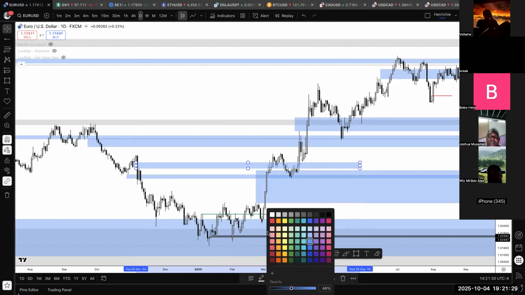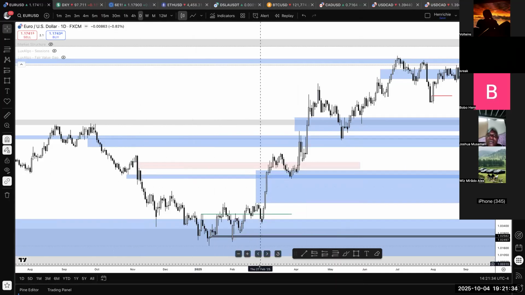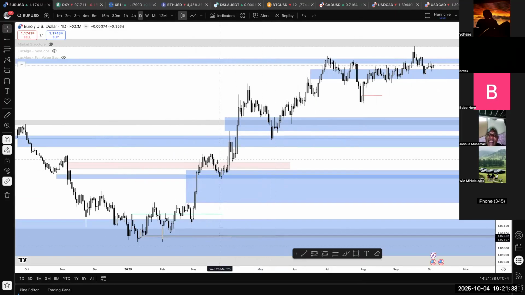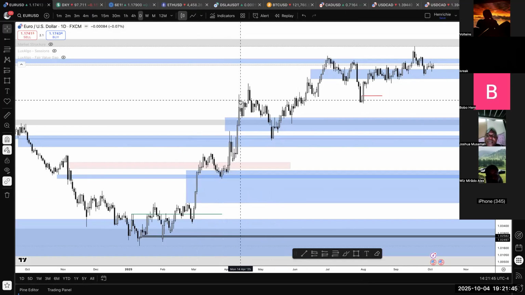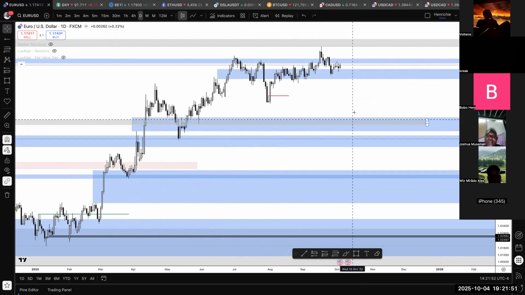I'll make this a different color now. You can use that as take profit. You're buying under here. You're taking profit right there. And after you take profit, price came down into this inefficiency here. Use that as an entry, and then a rally. Came down again into this inefficiency. Use that as an entry, a rally again.